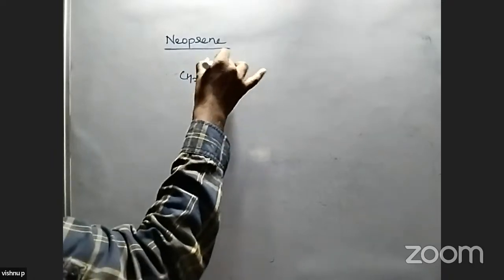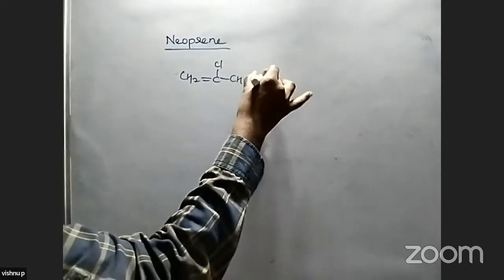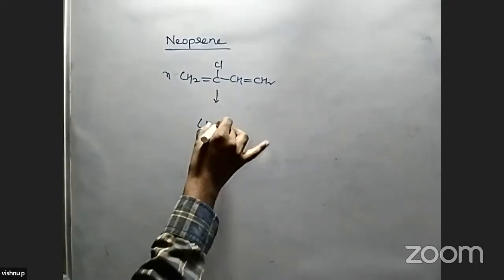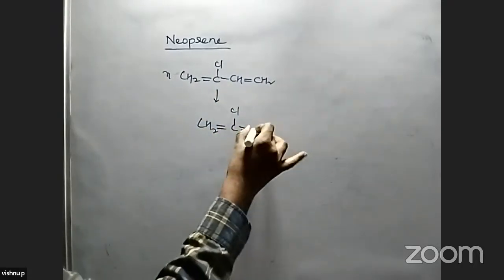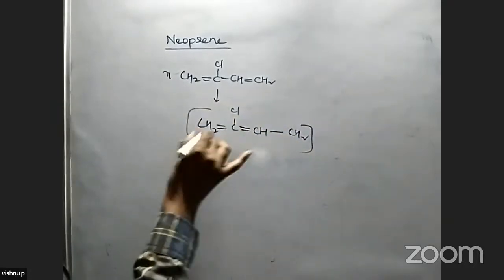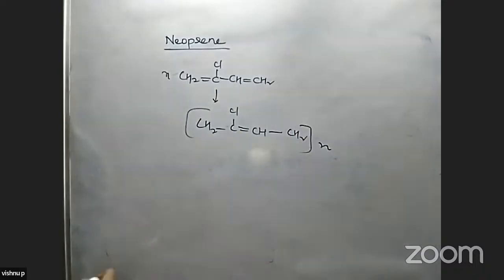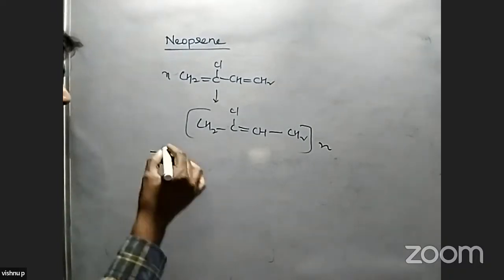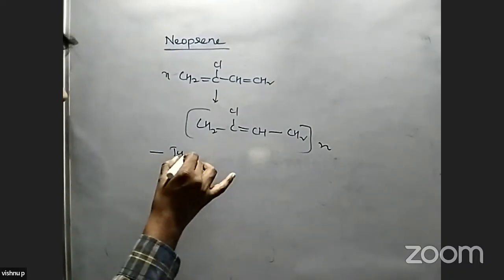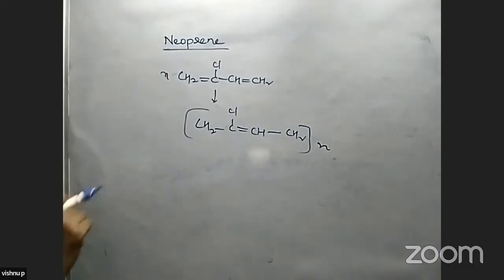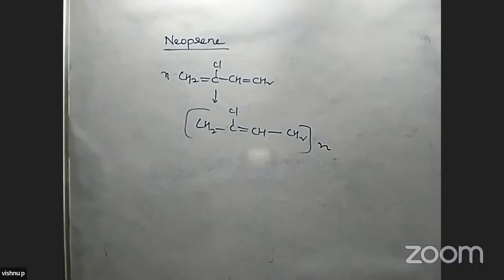These are 2-chloro-1,3-butadiene monomer units. They are polymerized, and this type of polymer is formed here, with a number of molecules combined. This is the neoprene rubber. Where is it used? Neoprene rubber is used in the tire industry. Okay, we'll discuss all these synthetic rubbers. The first type of synthetic rubber is neoprene rubber.